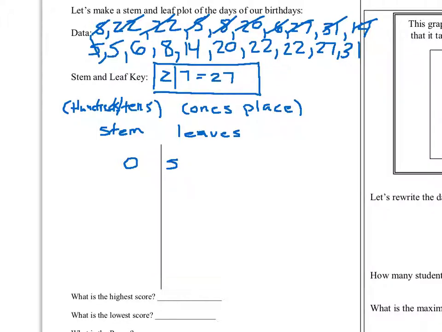And now we've put that number in our stem and leaf plot. We move on to our next number. This has the same stem. It still has a 0 in the tens place. What is the leaf? What is the ones place for this number? 5.